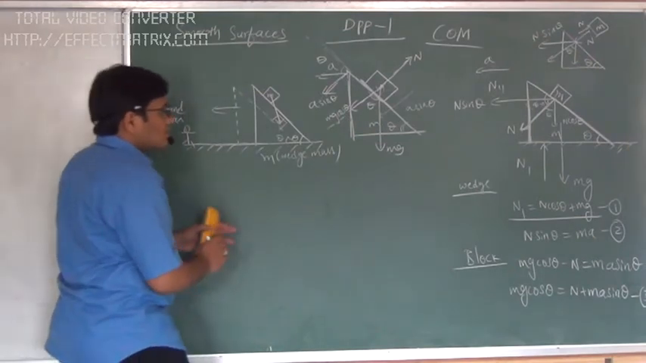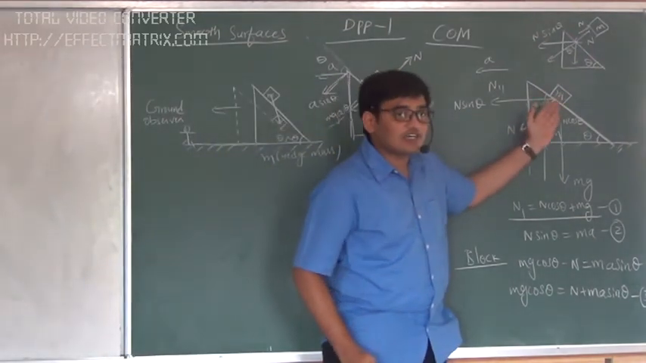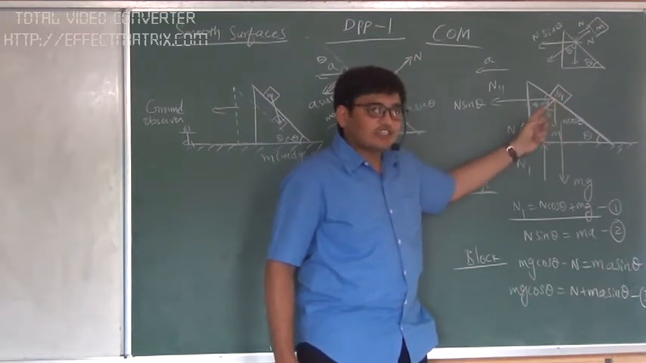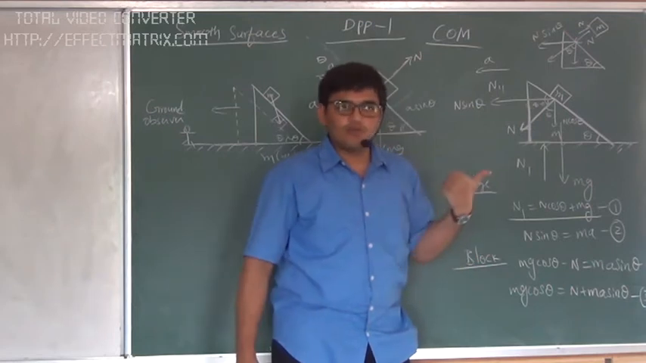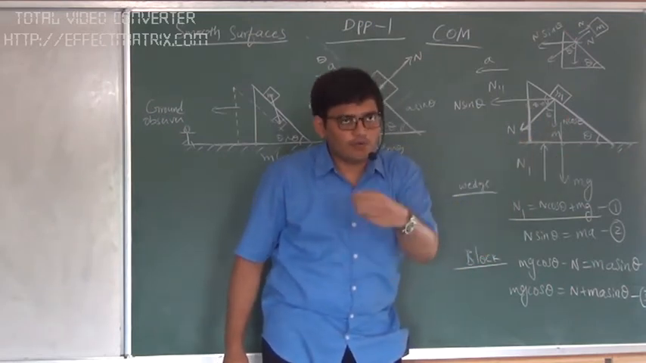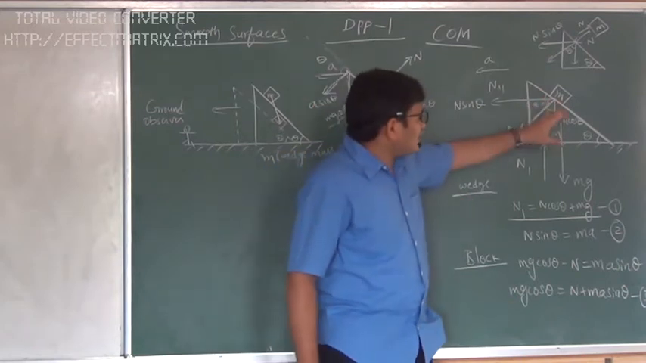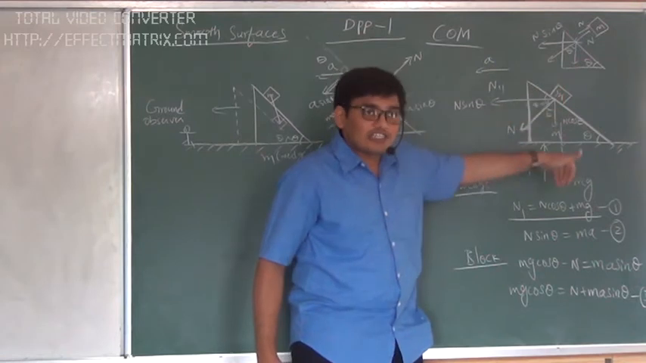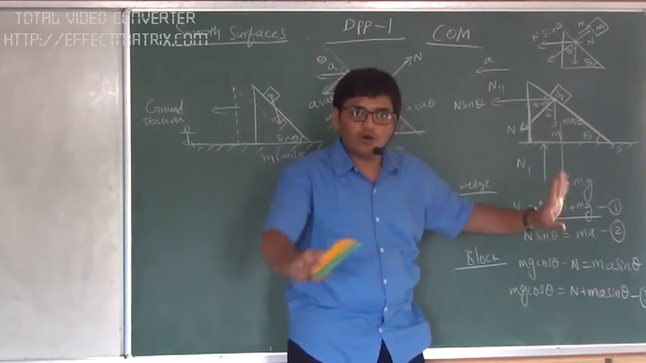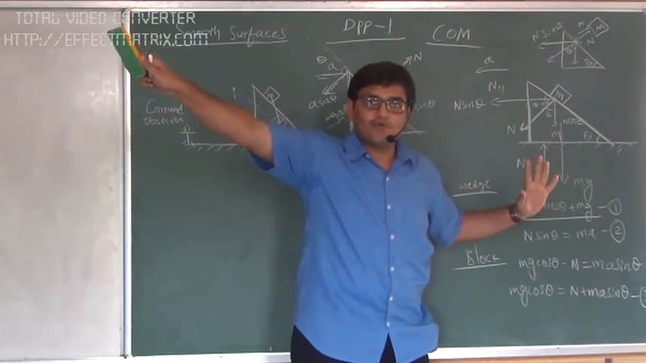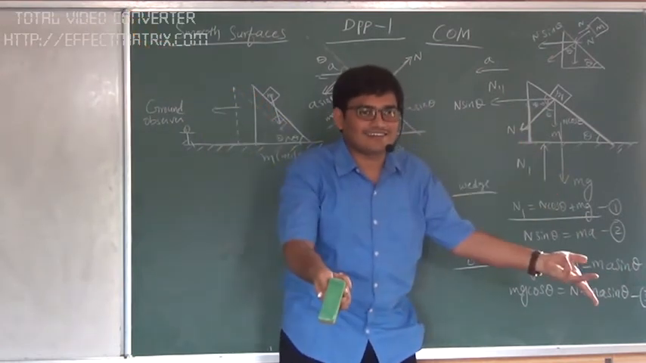You see, this block and wedge is a system. The contact force N between this block and wedge is what? Internal force. Obviously, F external is equal to M times a_COM. I proved it. So what are the external forces on this block and wedge system, anyone? Gravitational force. Earth is not part of the system here. Earth is external, so whatever force Earth applies is external.